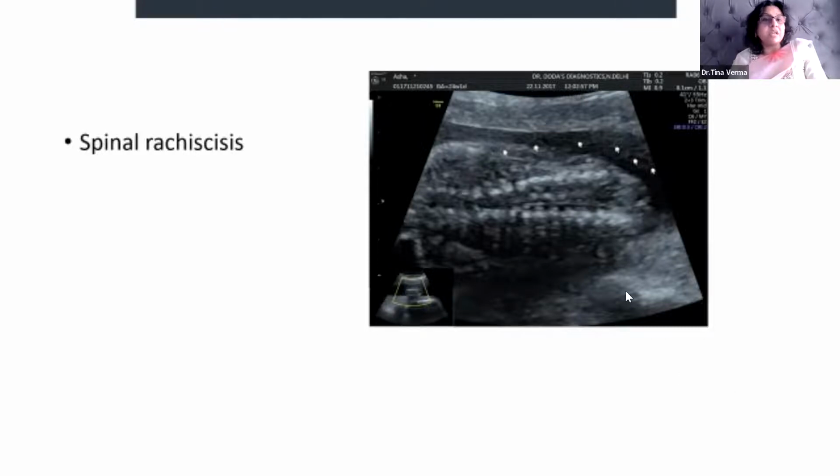This is one of the rarer malformations which is highly lethal, known as spinal rachischisis. What happens is the spine is not closed. The entire spine is opened like a zip. And this again is a lethal malformation.